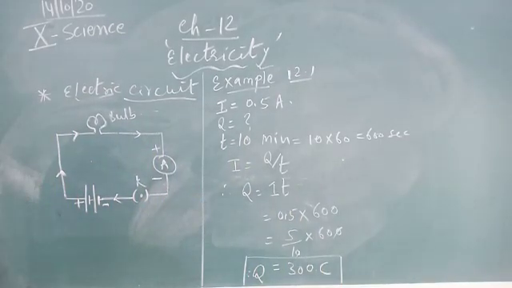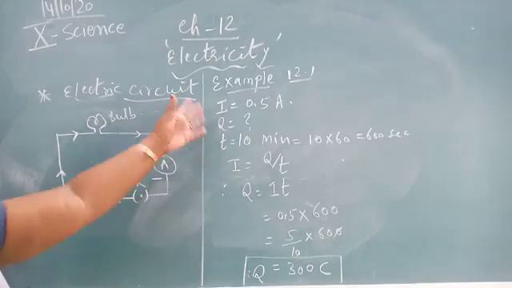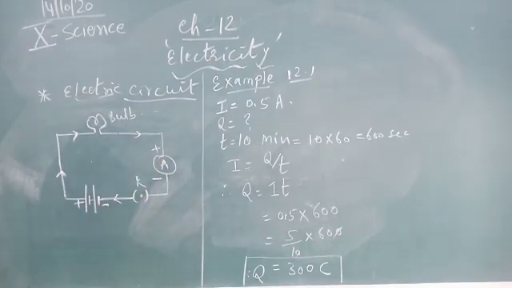Electric charge is flowing through this circuit. In this way you can calculate any one quantity, either I, Q or T. Two quantities will be given, and the third you have to find using the same formula. Okay.